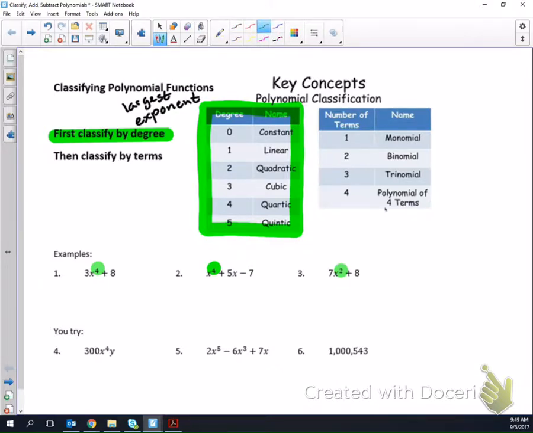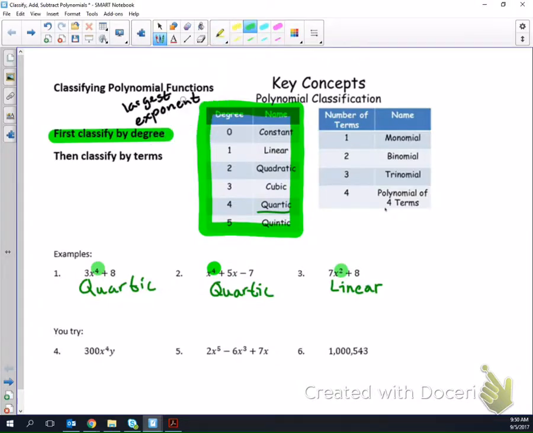So I can start labeling these right now. For this first one, x to the power of 4, that must mean quartic. So this is an example of a quartic polynomial. Next one as well also has a degree to the power of 4, so this must be quartic. The third one has to the power of 2, so it must be called linear.